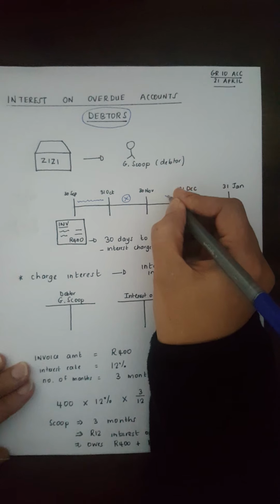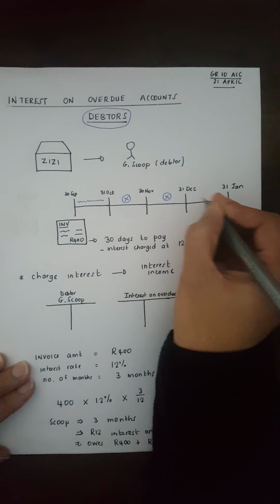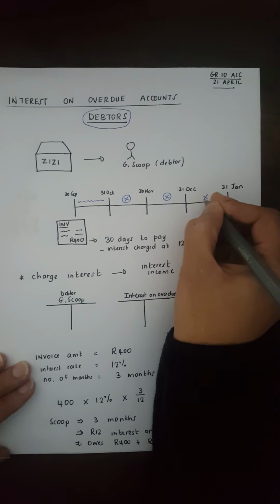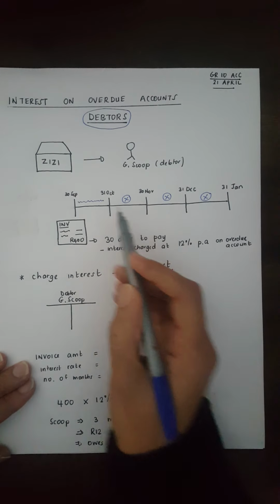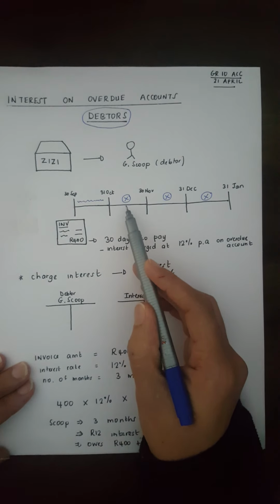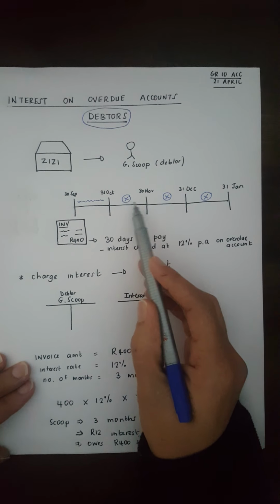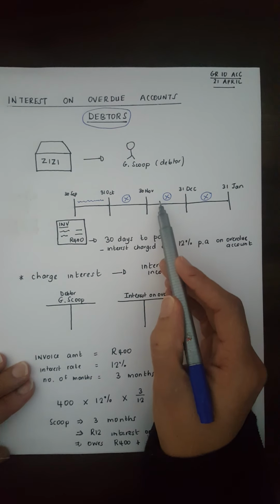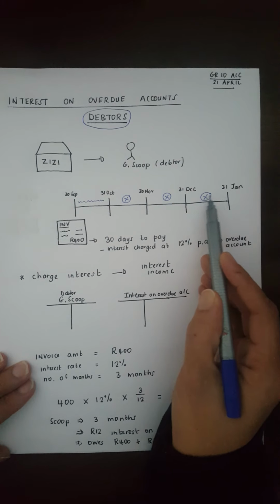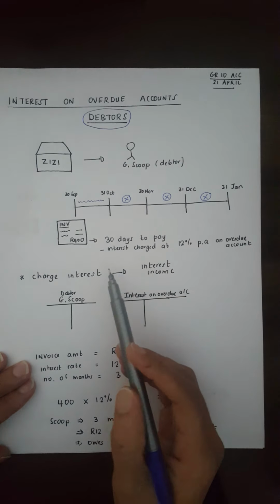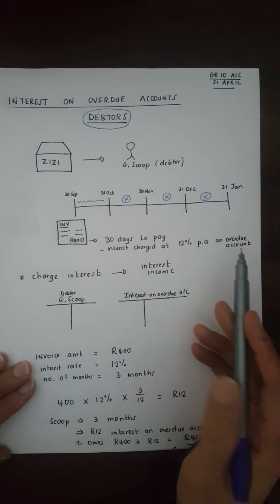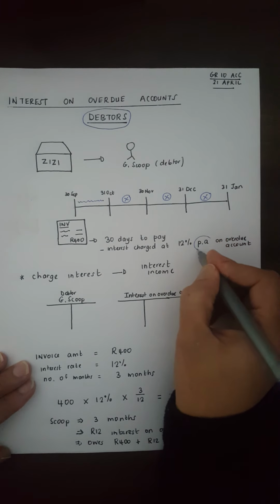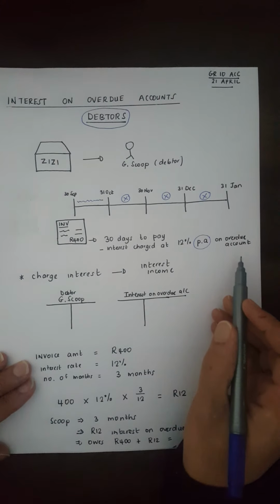If he doesn't pay his invoice within 30 days, interest will be charged for all the months that it's overdue. Now we are doing the books on the 31st of January. Calculating from after that 30 days, his account is overdue for 3 months. He hasn't paid for the whole of October, the whole of November, and the whole of December. And it's telling you that interest is charged at 12% per annum. That's very important: 12% per annum on overdue accounts.